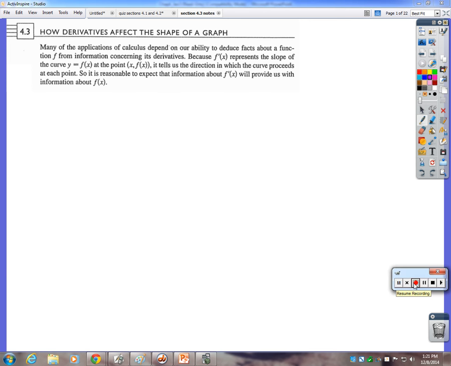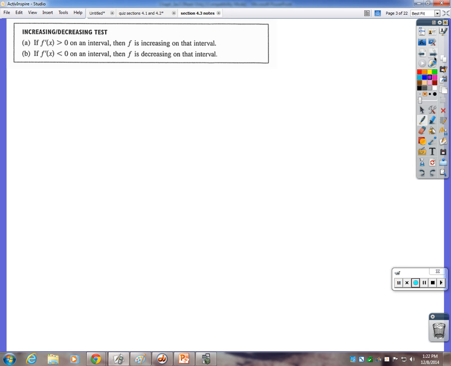So we had already talked a little bit on Thursday about the increasing, decreasing stuff. How can you tell if a function is increasing? Right, if it has a positive slope, it's increasing. So if the derivative is positive, then the original graph is increasing. How can you tell if a function is decreasing? Negative slope. So if the derivative is negative, then that means the original graph is decreasing. So that was our little increasing, decreasing test.